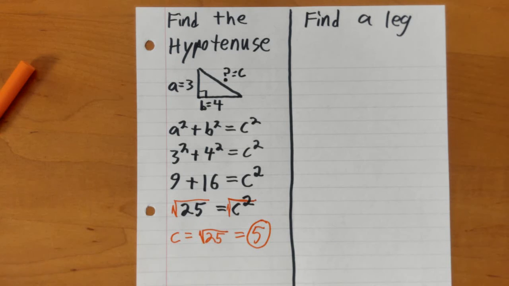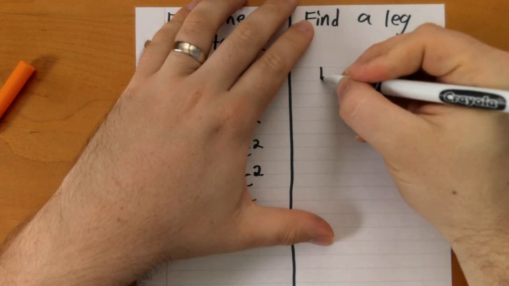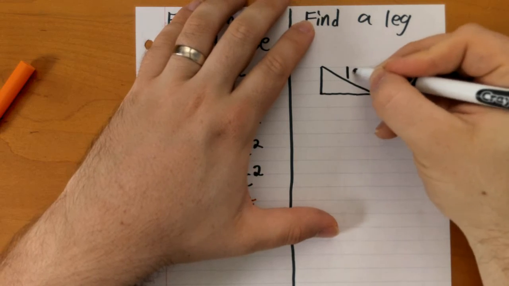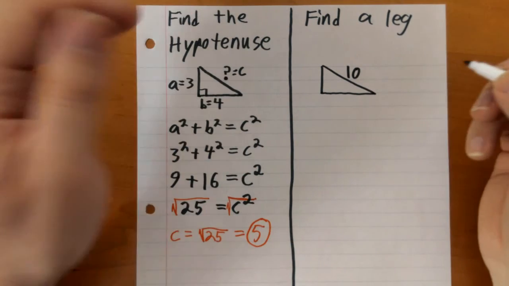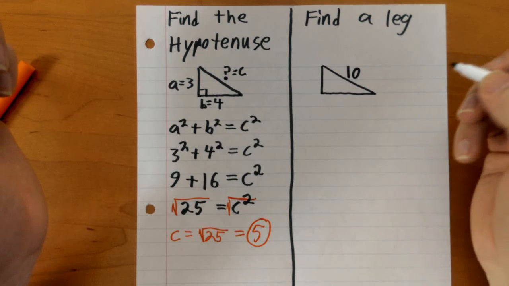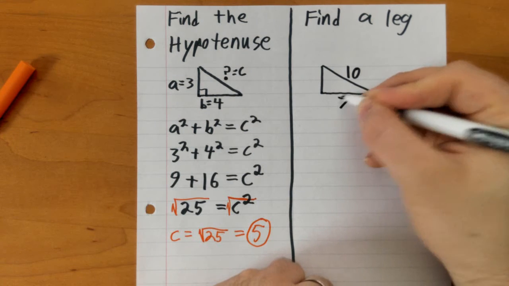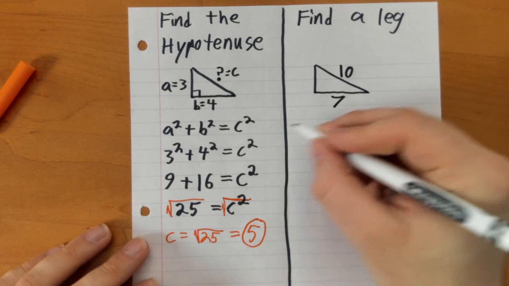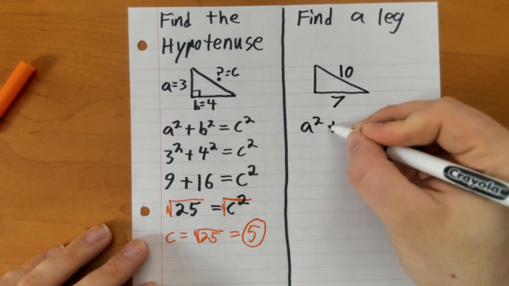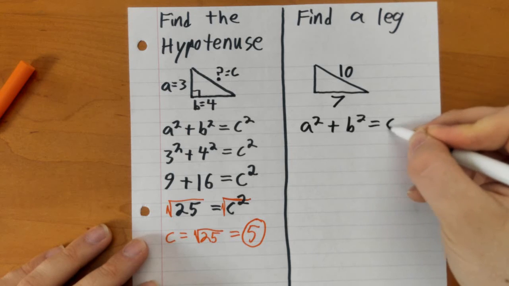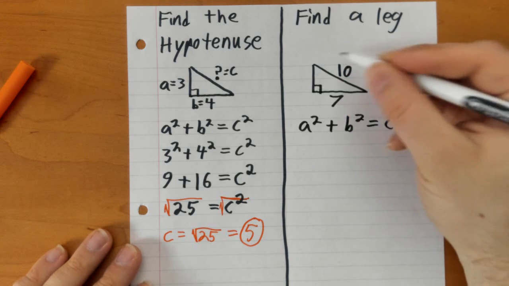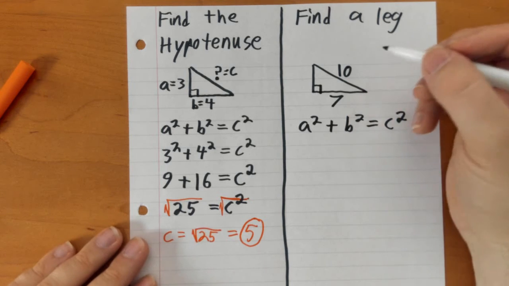Alright, let's talk about finding a leg. So, let's say that in this case you have the hypotenuse. Let's say the hypotenuse is 10. And let's say that one of our legs here is 7. Alright? Again, it's always a good idea to write out the Pythagorean theorem, a squared plus b squared equals c squared. And if you draw your right triangle, like when you're doing those Khan Academy problems, it's good to label the sides.